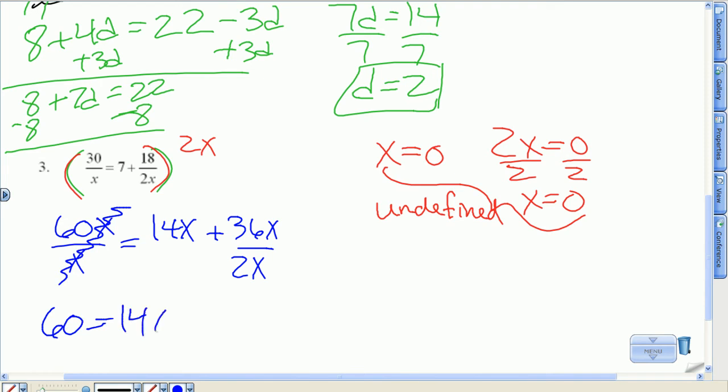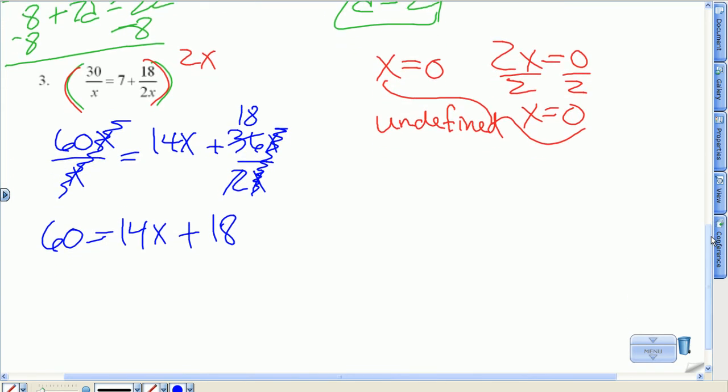The 14x comes down. It doesn't have a denominator. Here the x's get canceled. And 2 goes into 36 18 times. So you get an 18. Look how easy the equation becomes once you get rid of those fractions. It's 2 steps away from being done.